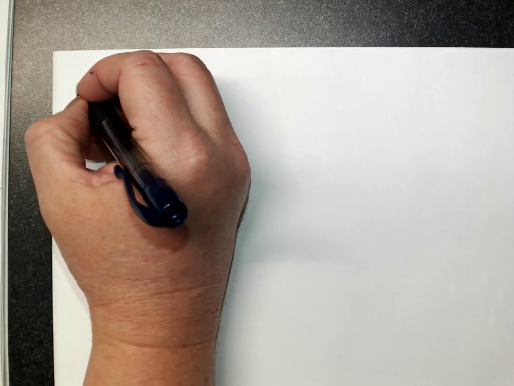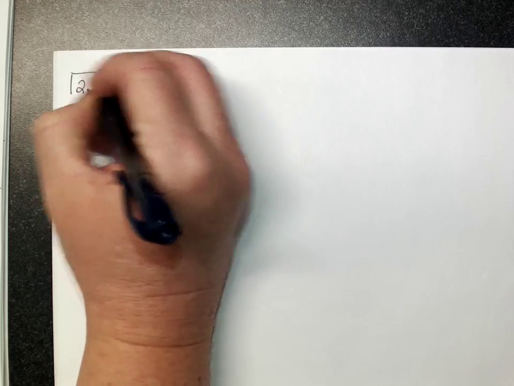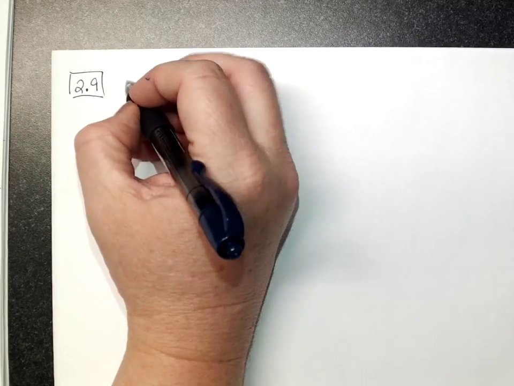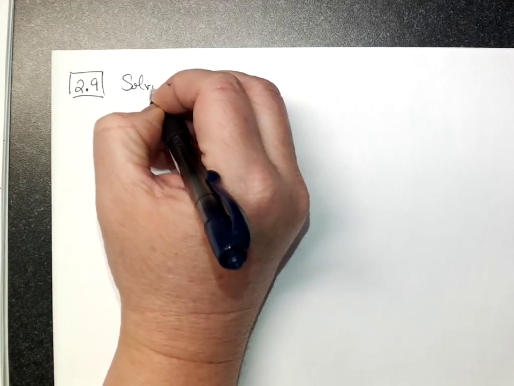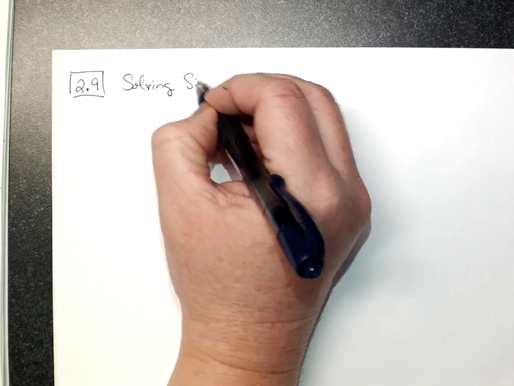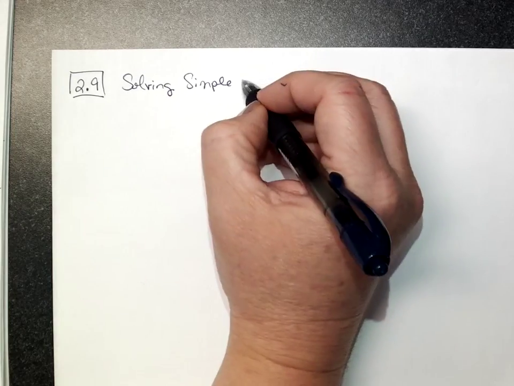So we're going back to Chapter 2. We used to do this at the beginning of the semester, but I found it just too overwhelming with how much other information we start with at the beginning. And so it's kind of a nice, more gentle way to end the semester. So 2.9, and this is solving simple linear inequalities.